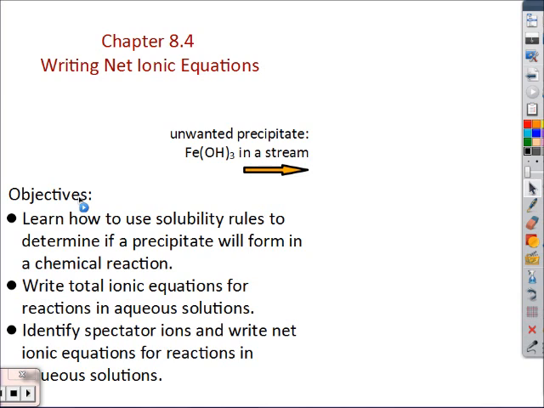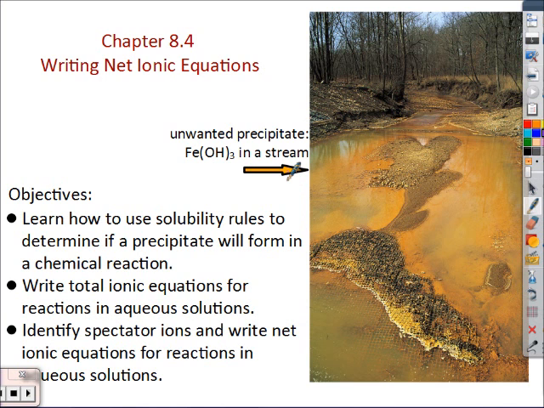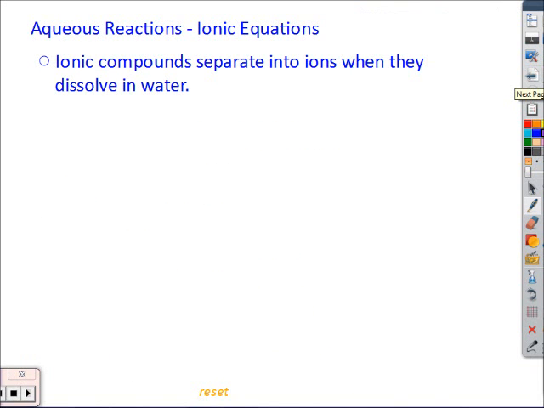This is showing you how to do equations with solubility rules from double displacement reactions, how to write total ionic equations for anything that occurs in an aqueous solution, and being able to identify spectator ions in the solution. Because what we don't want is this unwanted precipitate. If you were a chemist doing something in the environment, you would not want to have this nasty yellowish orangey stuff in your streams. You want to make sure you don't have unwanted precipitates happening.